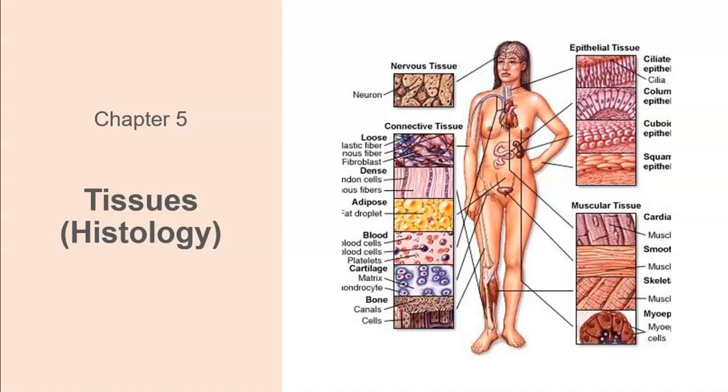In this chapter, we'll study tissues. The study of tissues is called histology. You have trillions of cells in your body, and they're organized into complex units called tissues. So what's a tissue? Well, tissues are made of similar cells that perform a common function. We're going to look at the four major tissue types in the human body.